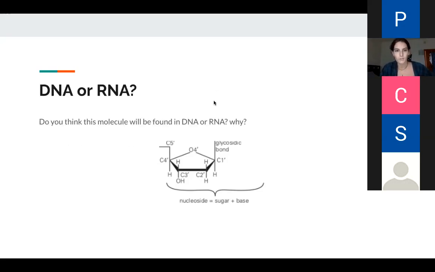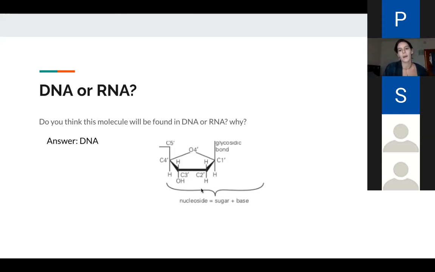So when you look at this molecule, do you know whether it will be found in DNA or RNA? Does anyone know? It would be DNA because the C2 prime is a hydrogen. Yeah, okay, awesome. So it will be DNA, and you can tell that by looking at the C2 prime carbon, because DNA is deoxyribo, and basically that indicates that at the C2 prime there is no oxygen group.